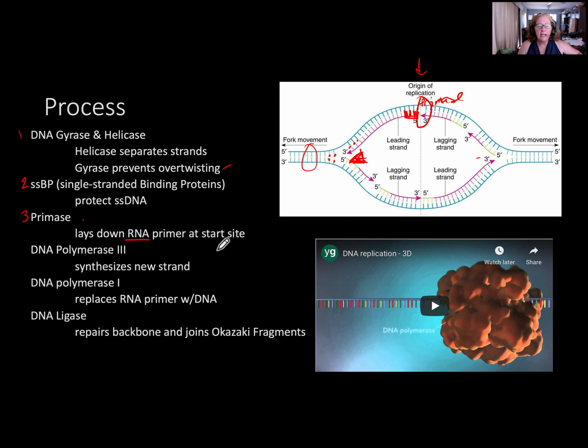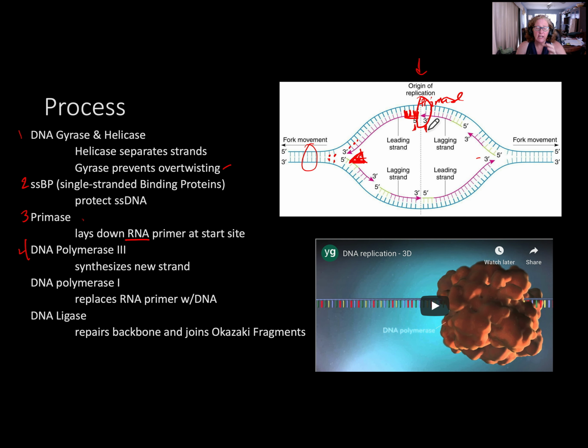But primase lays down a primer because our next step, step 4, DNA polymerase 3, when it synthesizes a new DNA strand, it can only add an incoming strand's 5' carbon right here to an already existing 3' carbon, which is what the primer is leaving behind. And this directionality is important in DNA polymerase 3.